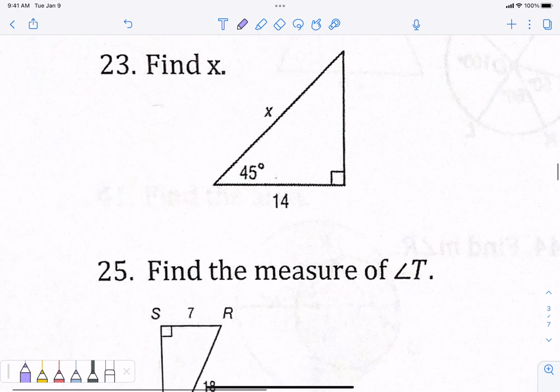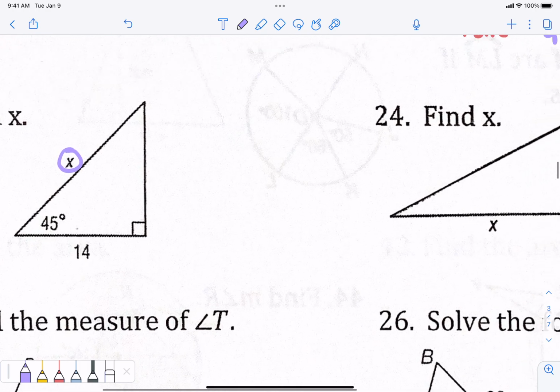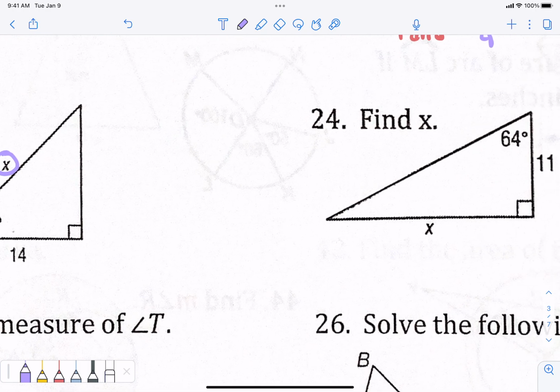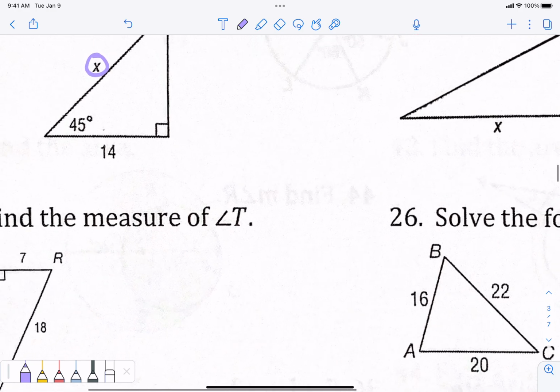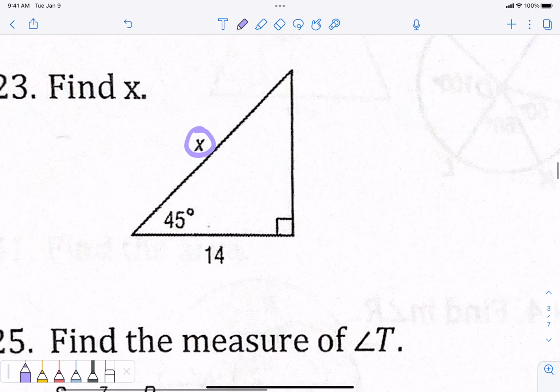Number 23, you're solving for angle X. And this we're going to use sine, cosine, and tangent also. But I guess it's a 45, 45, 90. So we could... Do I give you a 30, 60, 90? Let's just solve it using right triangle trig. I just want to do it that way. Let's do it that way.